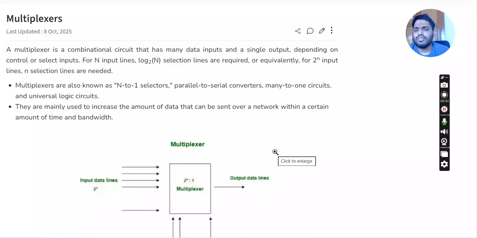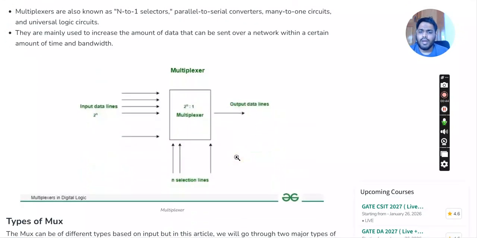For a multiplexer, the equation is: for 2 to the power of n input lines, n selection lines are needed. As per the diagram that they have given, this is the example for a 2 to the power of n is to 1 multiplexer. So 2 to the power of n inputs, 1 output.